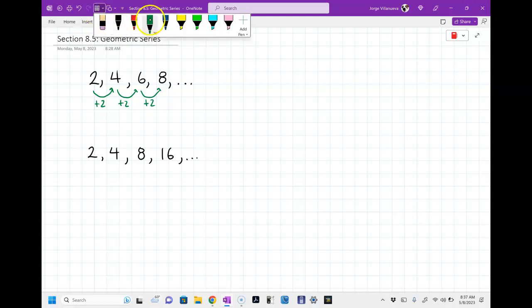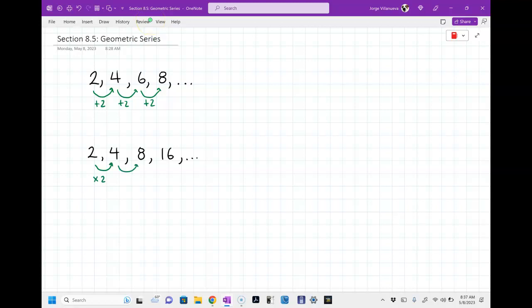But if you do times 2, right? Times 2, so 4 times 2 is 8. 8 times 2 is 16. This is called a geometric sequence, okay?